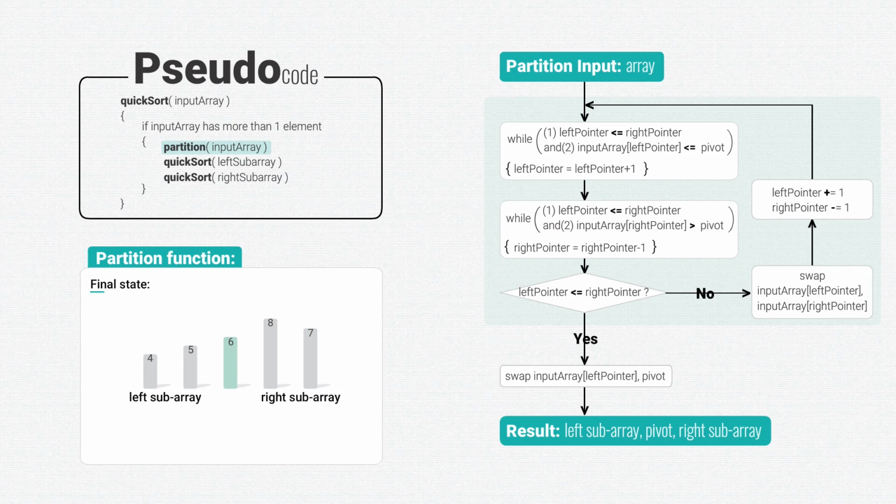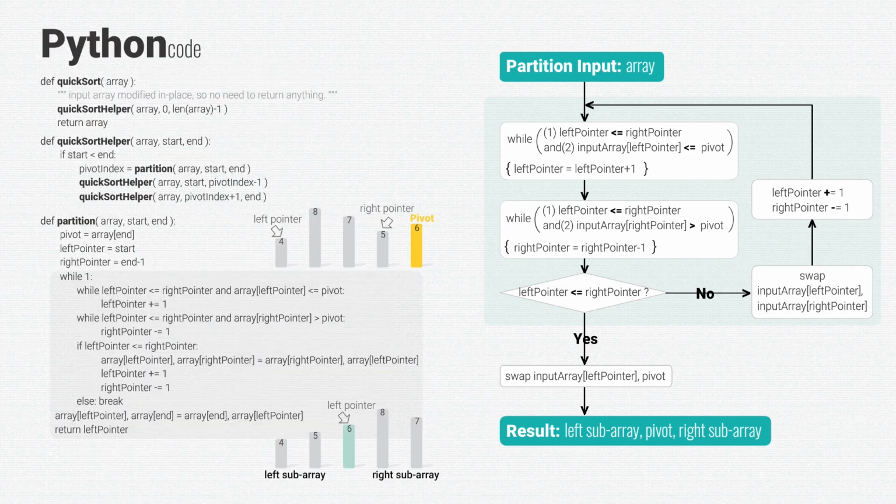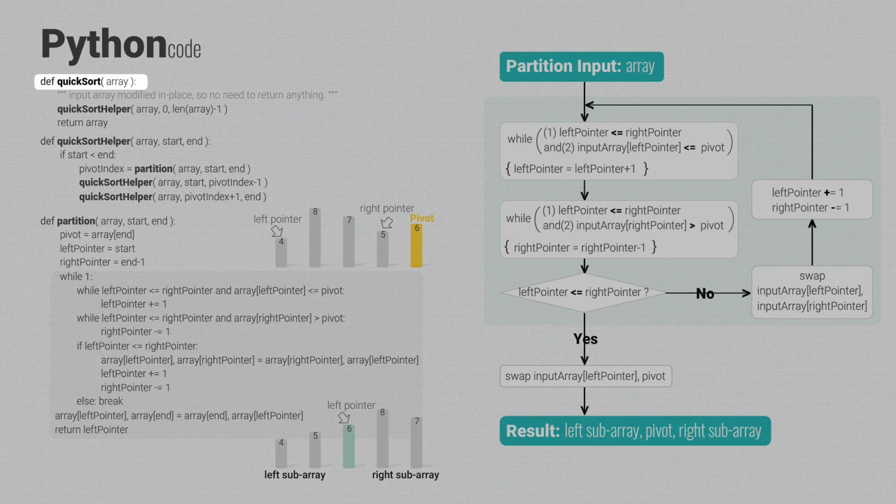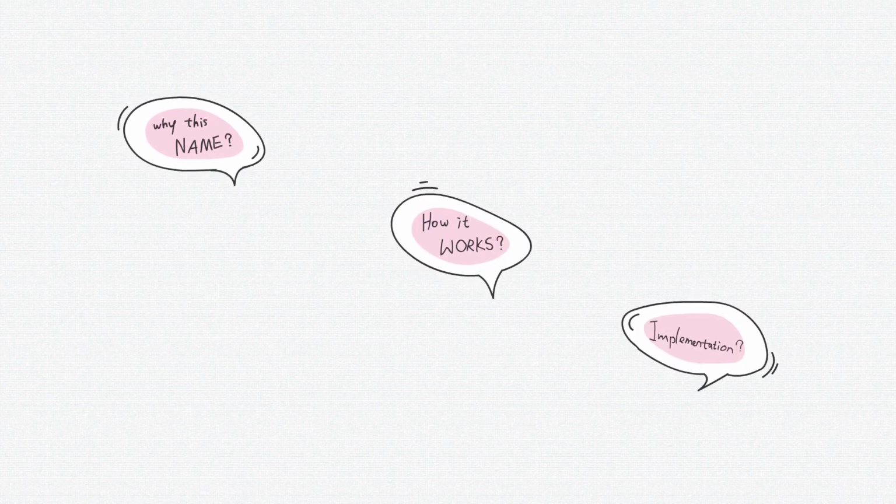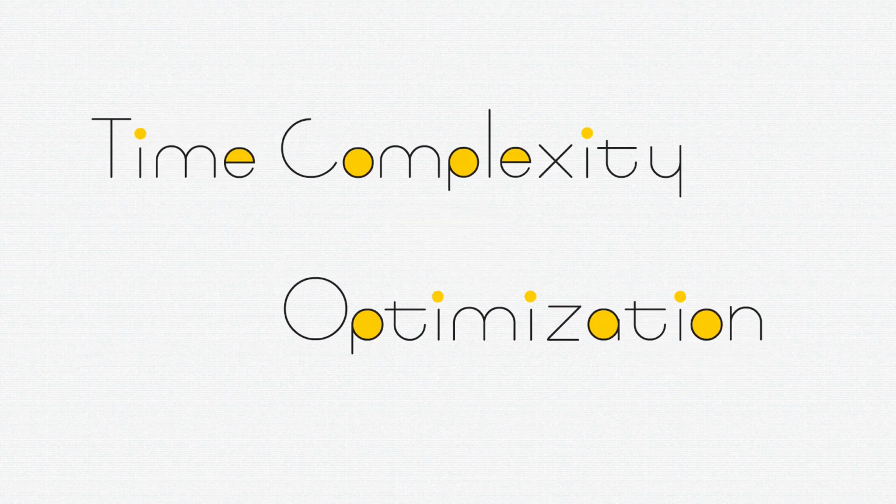Once we understand the pseudocode, we can implement it in any language. In this video, we used Python, and here's the code. The input is an array with real numbers, and since Quicksort is an in-place sorting algorithm, there is no need to return anything. Now we understand what is Quicksort, how it works, and how to implement it. Let's talk about the time complexity and its optimization.